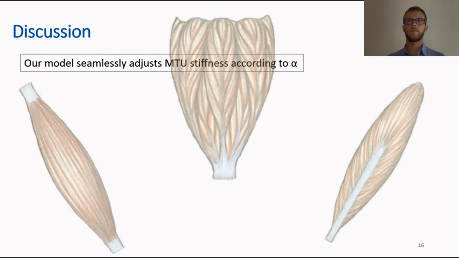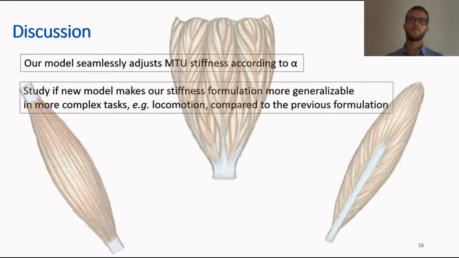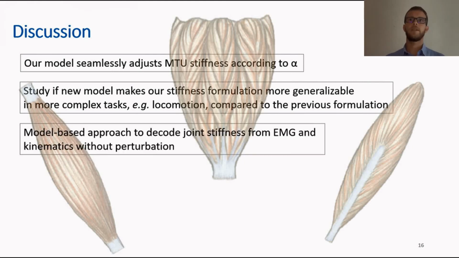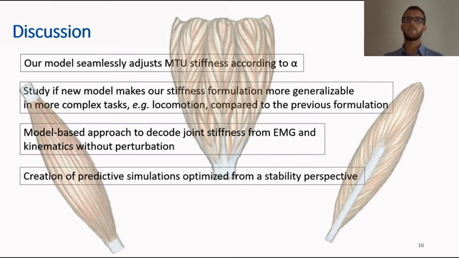Future work should investigate if our new model makes the stiffness formulation more generalizable in more complex tasks, such as locomotion, when compared to the previous formulation. Are we able to define a single model that covers all possible muscle architectures and contraction conditions? If so, we will have obtained a model-based approach to decode stiffness from EMG signals and kinematics that does not require joint perturbation. This will enable the creation of predictive simulations optimized from a stability perspective using joint stiffness as a parameter to be optimized.